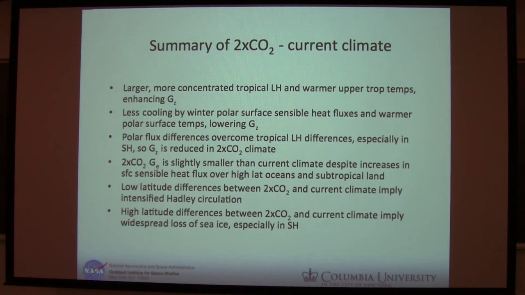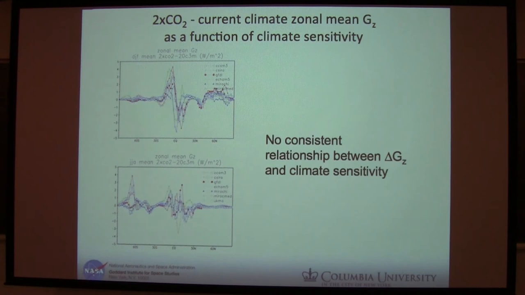I also didn't talk about it here, but I also saw a broadening of the regions where the descending branch of the Hadley cell influences the subtropical GE production. So those move forward, which is something that we would expect in a warm climate where the Hadley circulation extends forward. So we wanted to see whether there was a relationship between GZ and climate sensitivity, if there's any way to distinguish between different models of different climate sensitivities based on how well they represented GZ compared to the observations.